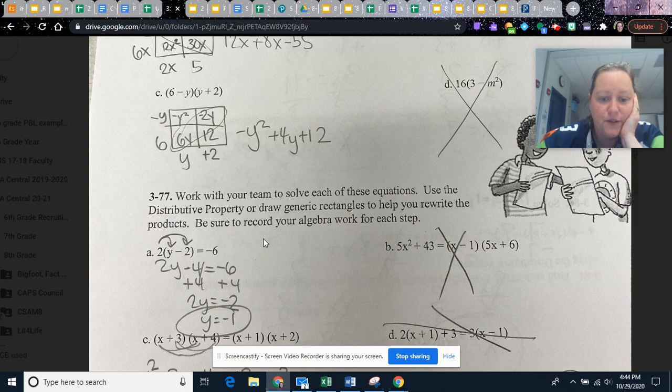So now we are going to solve equations using distributive property or generic rectangles. I always use the distributive property if there's just one number out here. So 2 times y is 2y, 2 times negative 2 is negative 4, equals negative 6. You want to get the y by itself, so you add 4 to both sides. You get 2y equals negative 2. 2 times y, so the opposite of that is to divide. You get y equals negative 1.